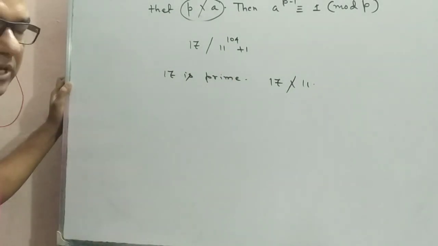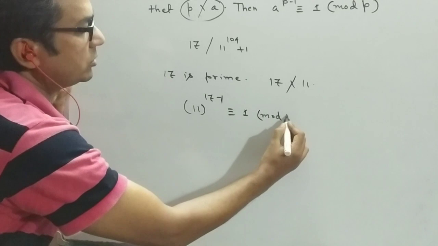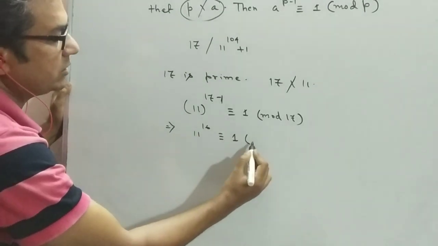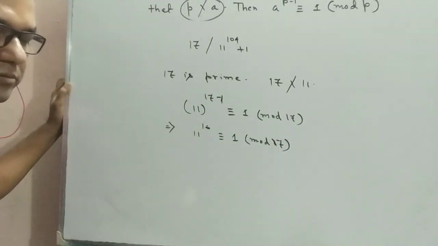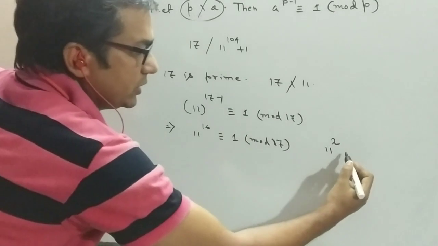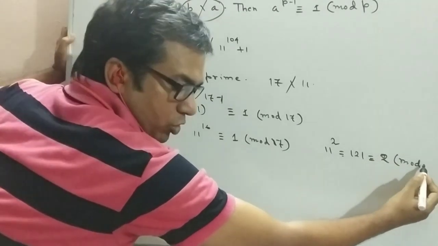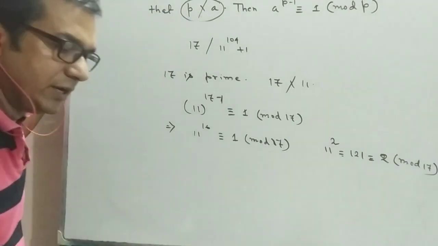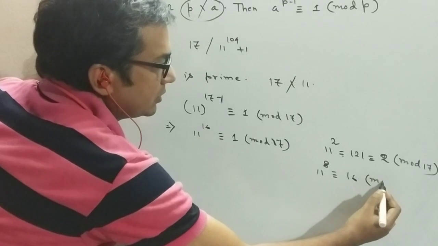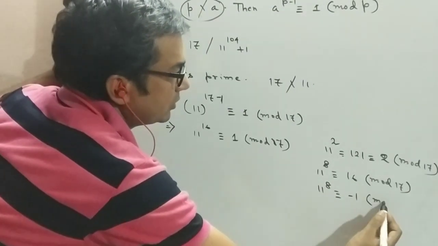So Fermat's little theorem gives the result 11 to the power 17 minus 1 congruent to 1 mod 17. Okay, that is 11 to the power 16 congruent to 1 mod 17. Now we know that 11 to the power 2 equal to 121. This is congruent to 2 mod 17. That is 11 to the power 8 congruent to 2 to the power 8, that is 256, congruent to 16 mod 17. That is 11 to the power 8 congruent to minus 1 mod 17.